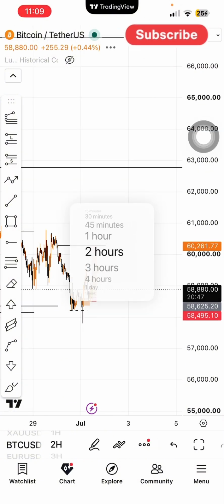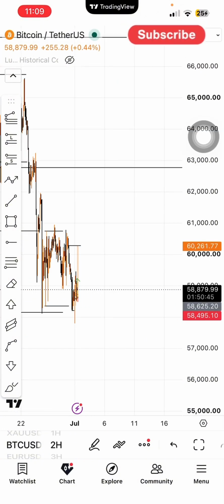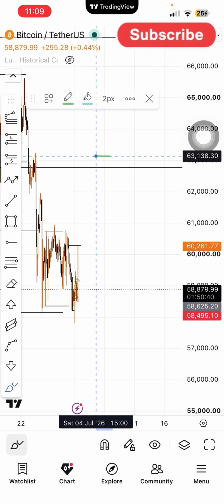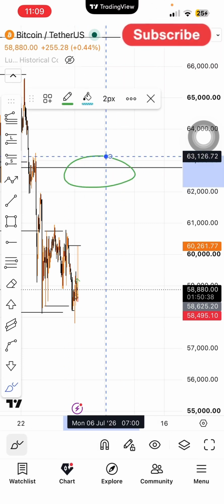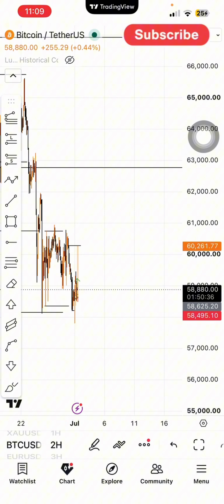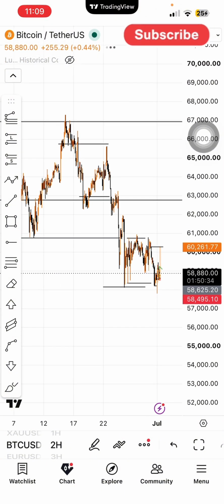Then I'm going to be selling Bitcoin from this zone. But nevertheless, I'm going to wait for candlesticks to give me confirmation before knowing if that sell zone is going to be very valid.